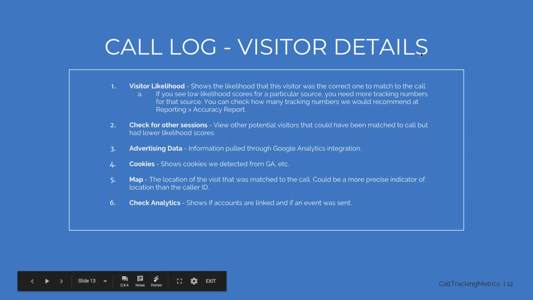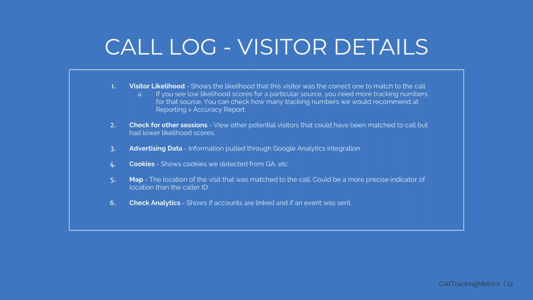So next we have the visitor detail to talk about. So again, we have the likelihood. This is going to show the likelihood that the visitor was the correct one that matched the caller. If you're seeing low numbers, we would recommend viewing the accuracy report, and that's going to make a suggestion for how many new numbers you should add into your pool. So next, there's the ability to check for other sessions. So if you actually have a pretty low likelihood, it's going to be able to show you some other ones that are a probable match.